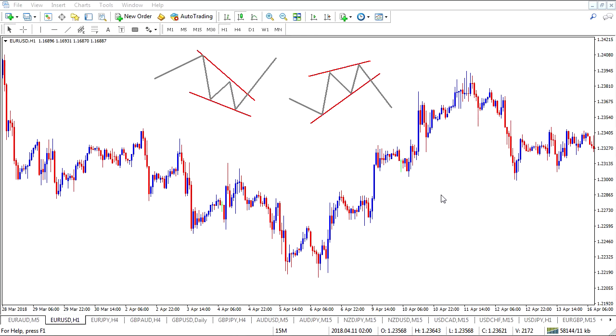Hi there, I'm Russ Horn, and I would love to show you my favorite reversal pattern called the wedge formation. Now, this is a bullish wedge, and this is a bearish wedge.